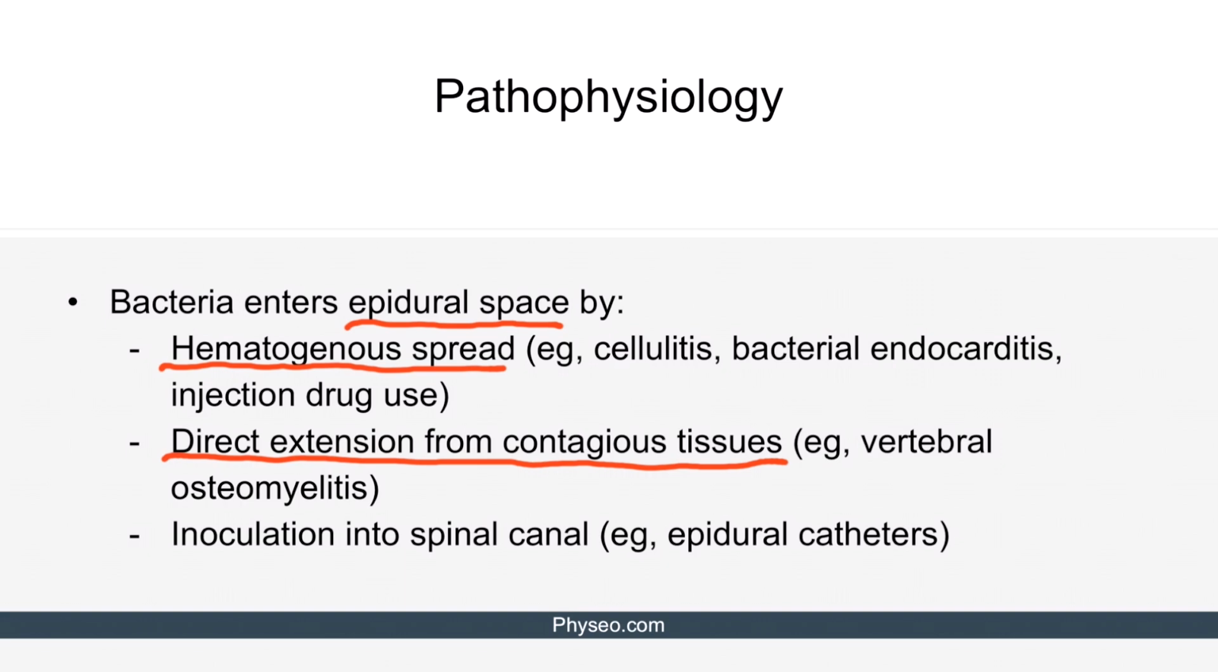It can spread through the blood from a source of infection elsewhere on the body, or there's some local infection that spreads locally to the spinal epidural space. And the last way is through inoculation into the spinal canal, for example when using contaminated epidural catheters. This inoculation into the spinal canal operatively is very analogous to the penetrating trauma or the surgical invasion in a brain abscess. So it's basically the same three principles.